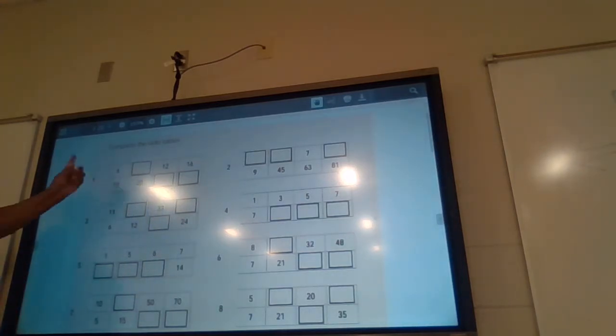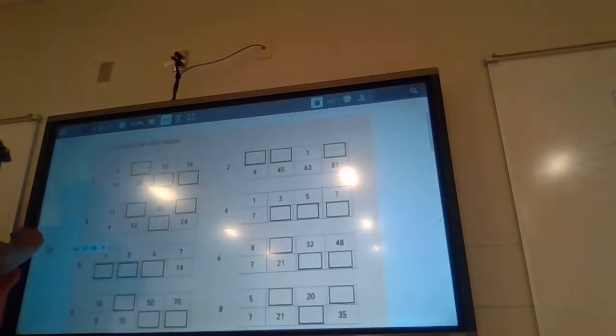I multiply 10 by... 10 times what is 20? 10 times 2. So 4 times 2 is 8. So that's an equivalent. What we're coming up with is an equivalent fraction.